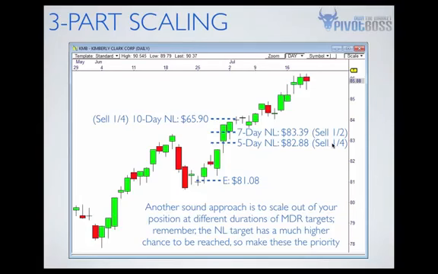I'll sell a quarter there. Then we forecasted a 7-day normal light target of 83.39, sell half here, and then you can sell the last quarter at the 10-day normal light target of 85.90. So you see how I've mixed in the different durations of MDR targets in order to scale at the various targets.